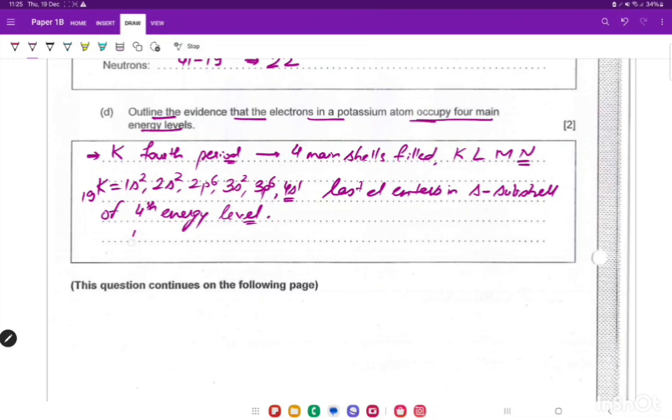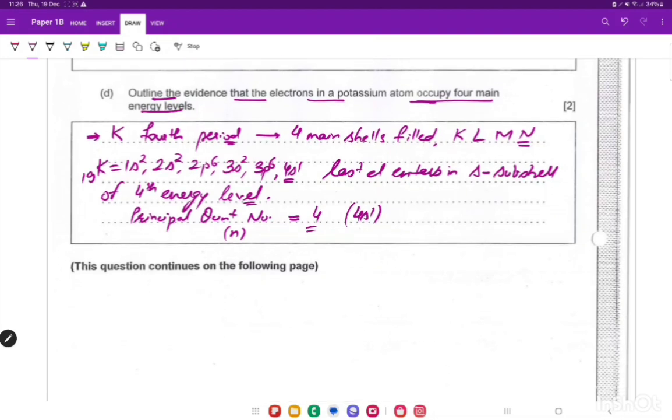Or along with it, we can also say the principal quantum number, which is n for potassium, is 4. Why? Because the last electron is 4s1, so n is 4. So these are the evidences which show potassium occupies 4 main energy levels. Potassium is found in the fourth period of the periodic table. The 4 main energy shells, K, L, M, N, are filled. The configuration ends in 3p6 4s1. The last electron enters the s subshell of the fourth energy level, and thus the principal quantum number of potassium is 4. Okay, so this is the answer for part D.